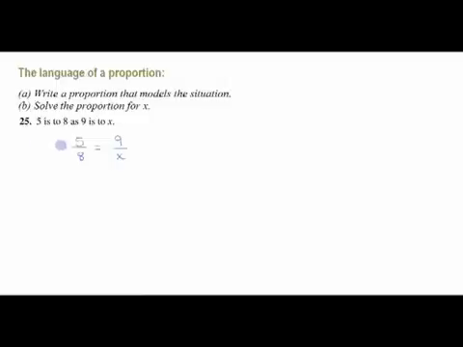We can multiply both sides by 8x if you'd like, or we can just cross multiply. If we cross multiply, we get 5x is 72. Then I divide by 5, and I get x is 72 fifths.